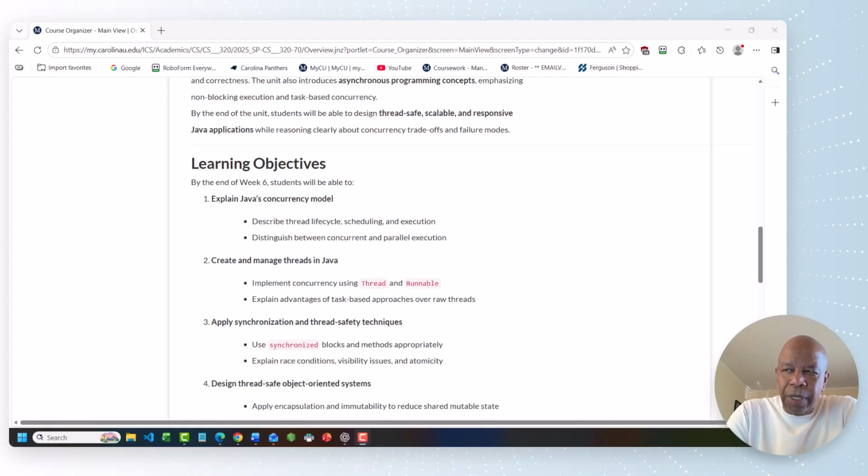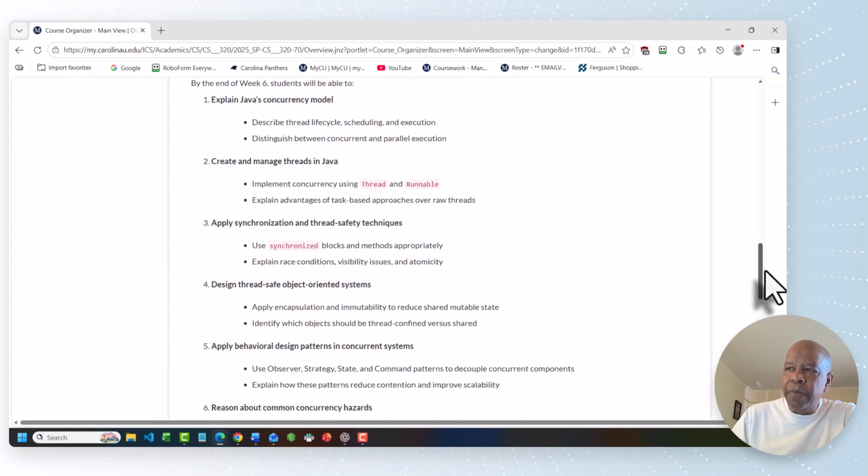What are we trying to accomplish in week 6? Okay, we want to explain Java's concurrency model. Describe thread lifecycle. When we start a thread, what does that mean? What are the steps it goes through? What can we do? What can't we do? Create and manage threads in Java. How do we do the managing of those threads? Applying synchronization and thread safety techniques.